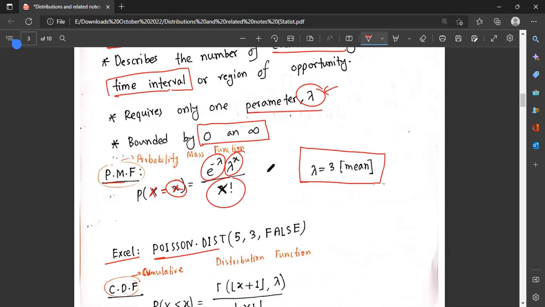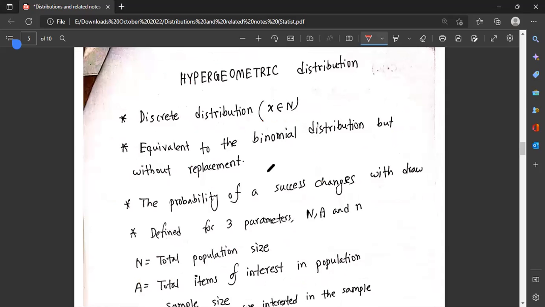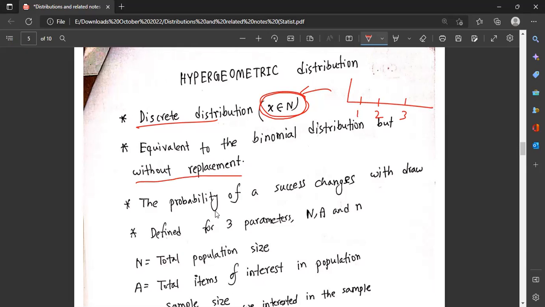Okay. And then we have hypergeometric distribution. So it is also a discrete distribution. So here x belongs to n. As I mentioned, we can only get discrete numbers 1, 2, 3. This is the same as before, a discrete distribution. It is equivalent to the binomial distribution, but without replacement.